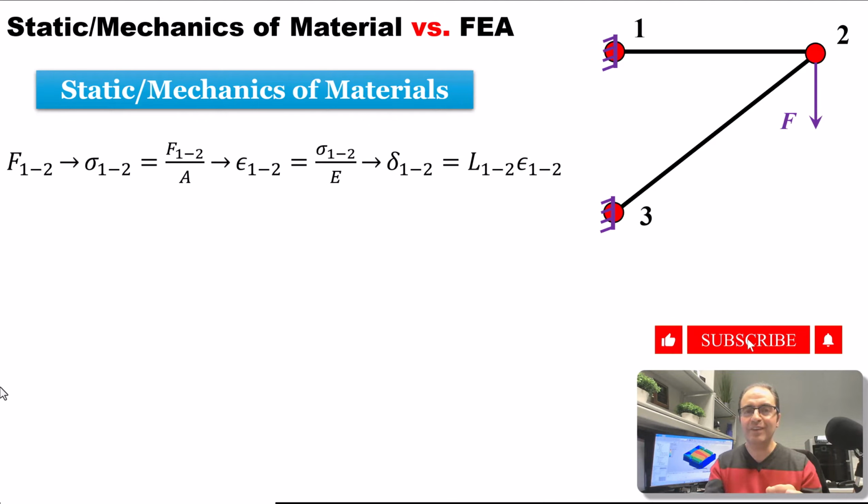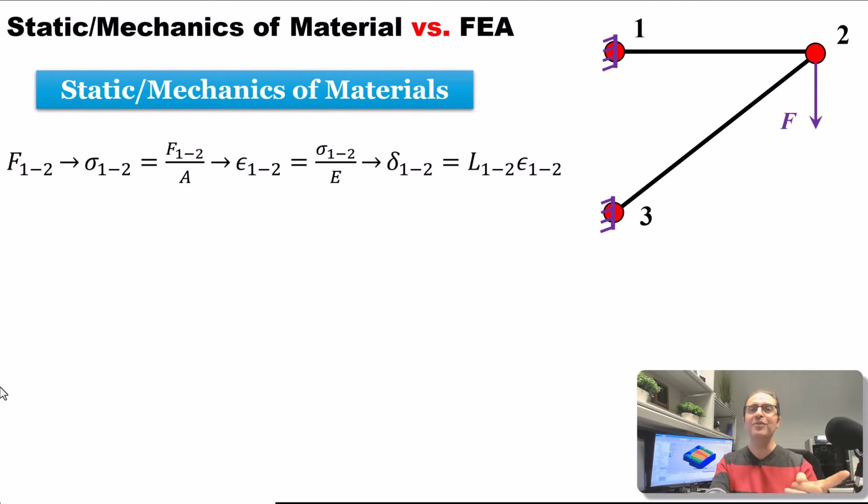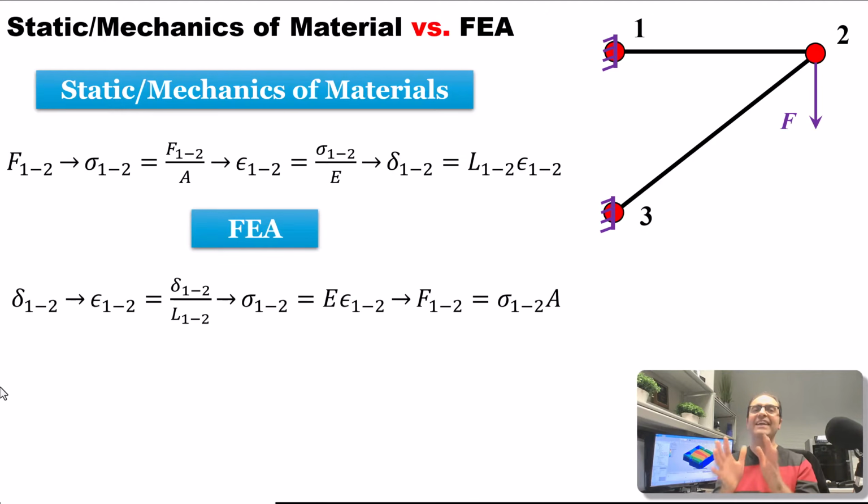It is very interesting to compare this to FEA. In FEA, we do the exact opposite of this. In FEA, the most fundamental thing when you solve an FEA problem is delta. From delta, you find epsilon, knowing L. From epsilon, you find sigma using Hooke's law. And from sigma, you will find force, knowing the cross-sectional area. See, this is the exact opposite of what we do in statics or mechanics of materials.